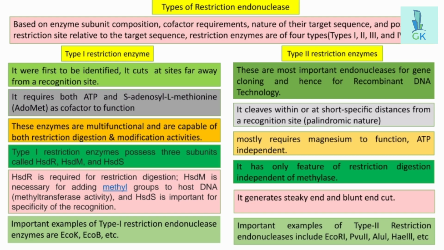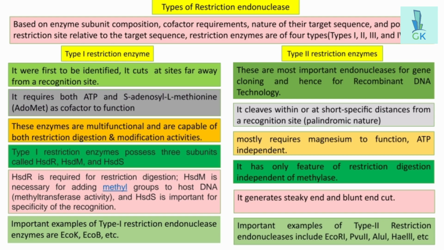Type 1 restriction enzymes possess 3 subunits called HsdR, HsdM and HsdS. HsdR is required for restriction digestion, HsdM is required for modification, and HsdS helps in specificity of recognition. Examples of type 1 restriction endonucleases are EcoK and EcoB.